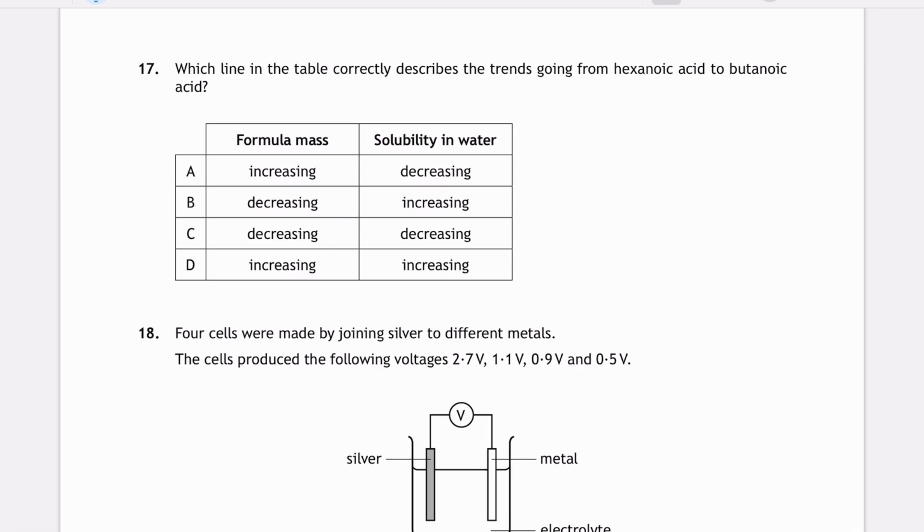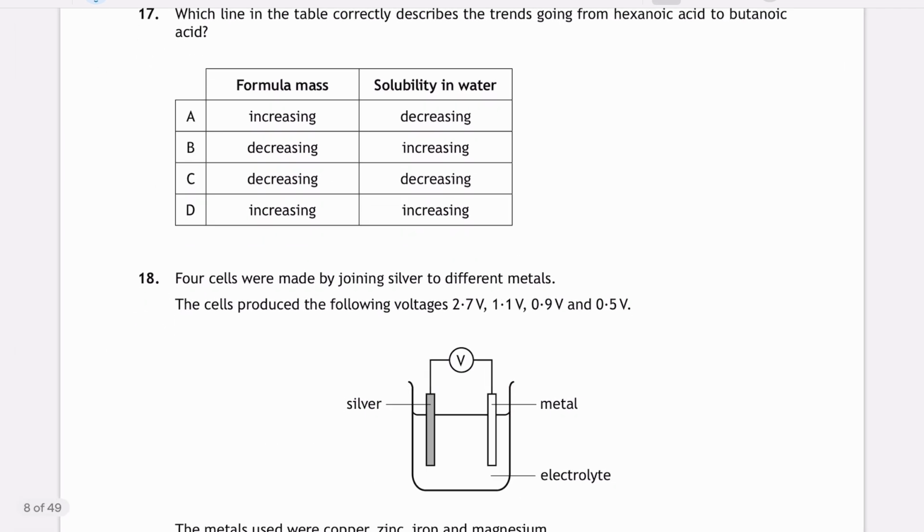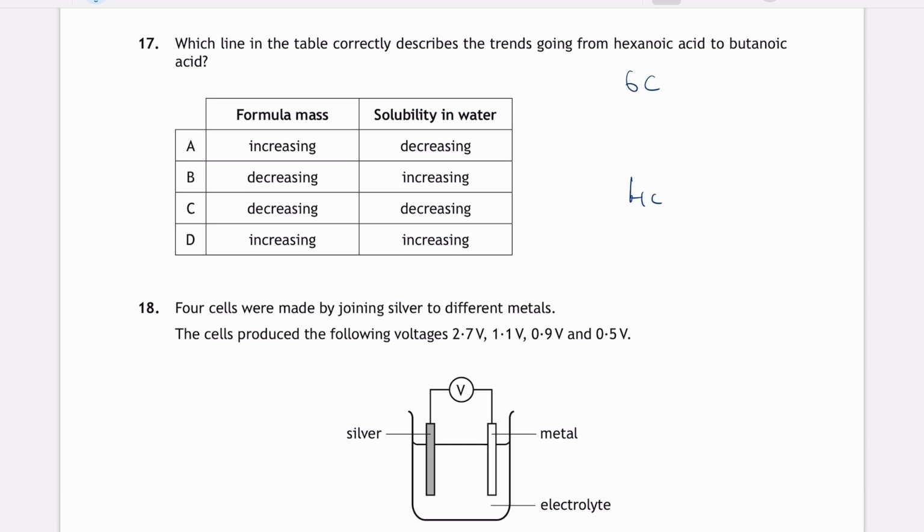Which line in the table correctly describes the trends going from hexanoic acid to butanoic acid? So hex is 6 carbons, but is 4 carbons, so that means it's getting smaller. Smaller molecules are obviously going to have lower formula masses, so the formula mass is going to decrease. It's not going to increase because that would happen if it was getting bigger. And smaller molecules are more soluble in water, so the solubility will be increasing. So your solubility is going to go up while your formula mass goes down. So the answer would be B.